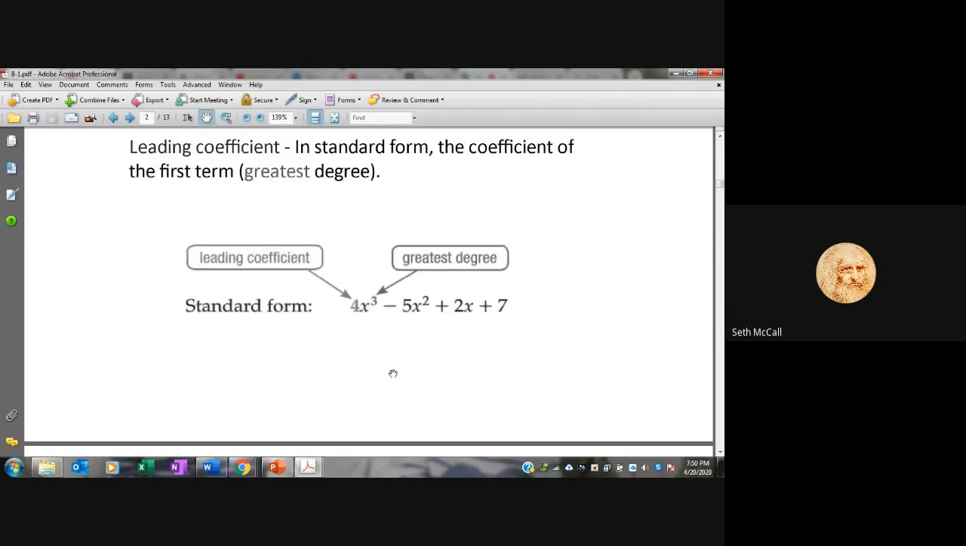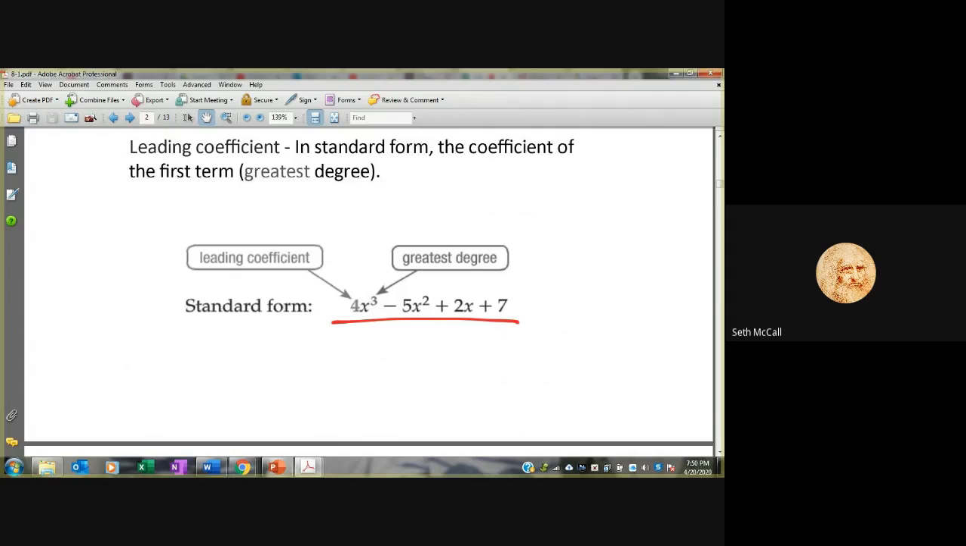Here's an example of greatest degree and leading coefficient. The first thing to look at is the leading coefficient. This leading coefficient is 4. The reason why the 4 is the leading coefficient and maybe not the -5 or the 2 or the 7 is that the variable attached to it is x to the third. And if you look through the entire polynomial, there is no variable that has a higher power than the x to the third.